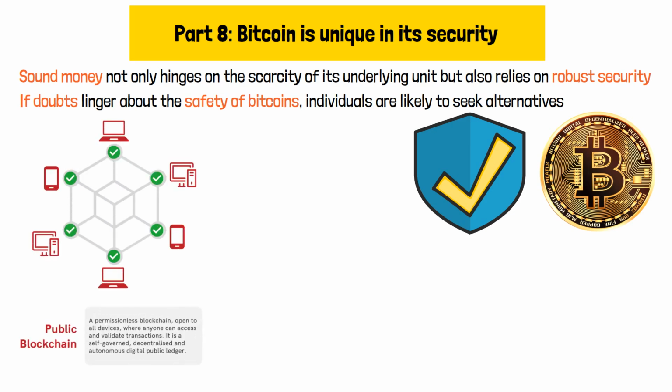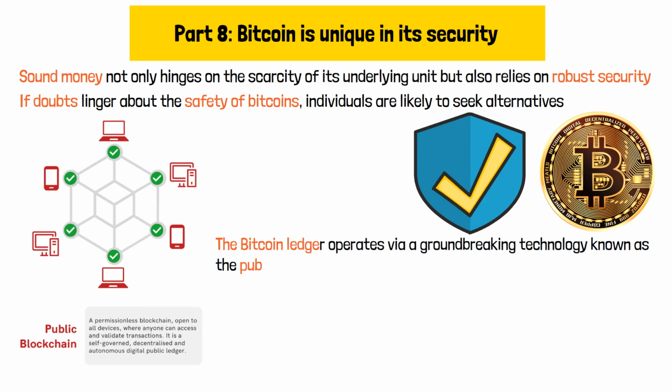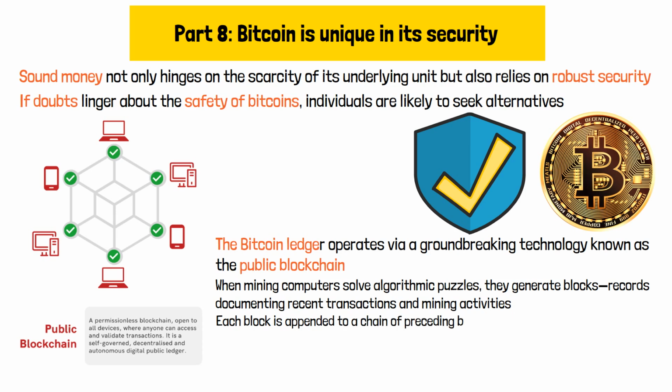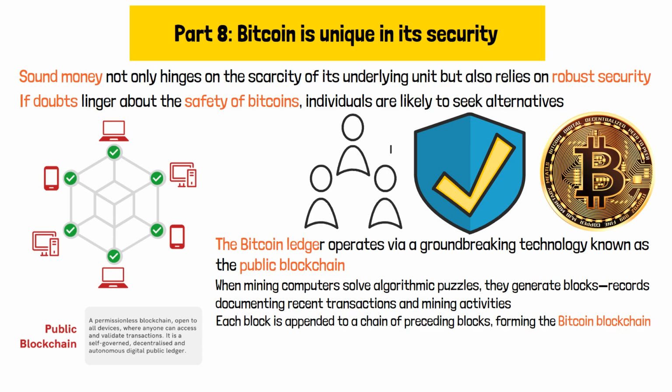The Bitcoin ledger operates via a groundbreaking technology known as the public blockchain. When mining computers solve algorithmic puzzles, they generate blocks, records documenting recent transactions and mining activities. Each block is appended to a chain of preceding blocks, forming the Bitcoin blockchain. This ledger meticulously documents every transaction in the network's history. Crucially, this information is accessible to all network participants.